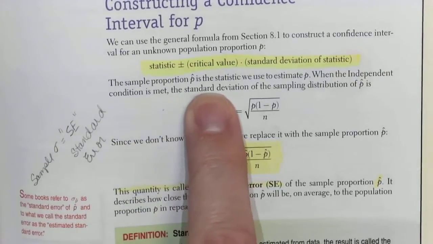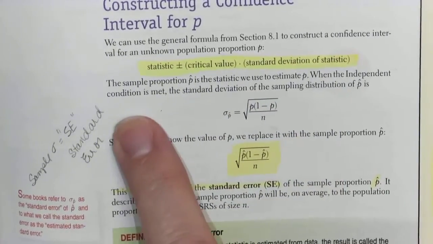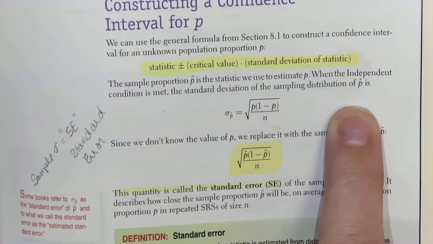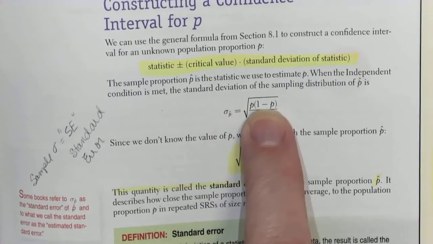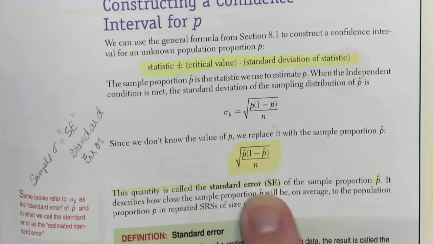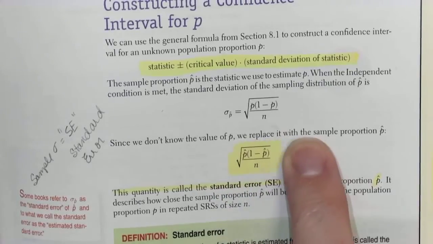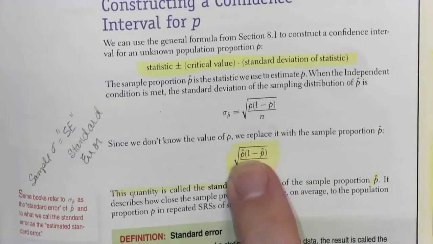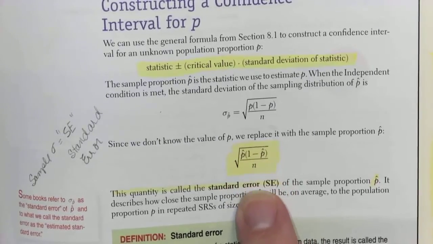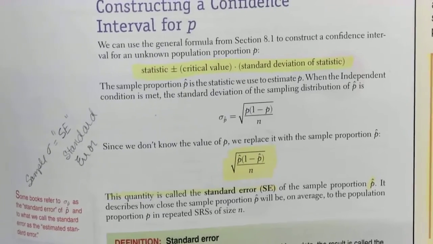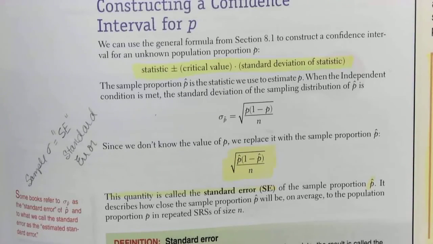The sample proportion P hat is the statistic we use to estimate P. When the independent condition is met, the standard deviation of the sampling distribution of P hat is, instead of P, you're using P hat. There's P there; the P hats are down here. Since we don't know the value of P, we replace it with the sample proportion P hat. So the square root of P hat times 1 minus P hat over N, where N is the number in your sample.